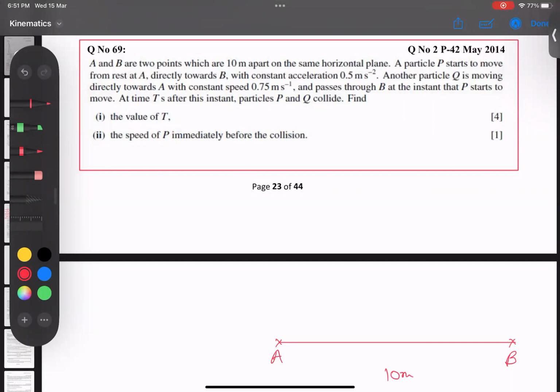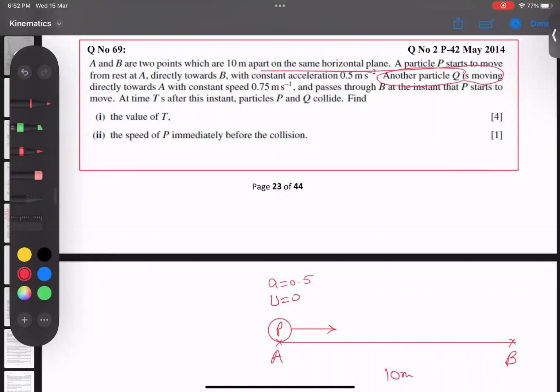A particle P moves in a straight line from rest. Particle P starts to move from rest at A, so P is here. Starting from rest, U is 0, and it moves this way. It moves directly towards B with a constant acceleration, which is 0.5 meters per second squared.